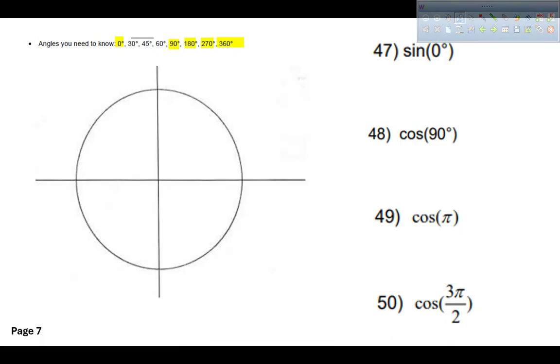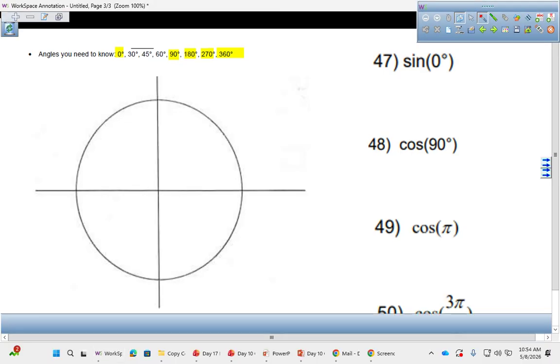I think you know where 180 is, and I think you know what that is in radians. I think you know where 270 is. I think you know what that is in radians. And 360, I think you know that too. But we didn't put that on the circle yet, right? So in terms of the circle, you know this part, right?